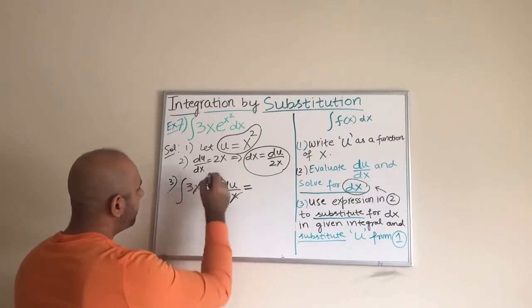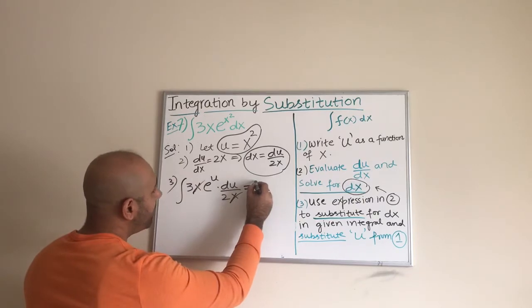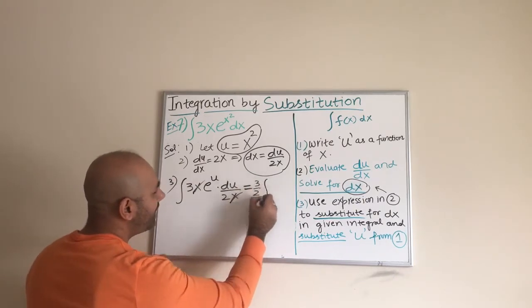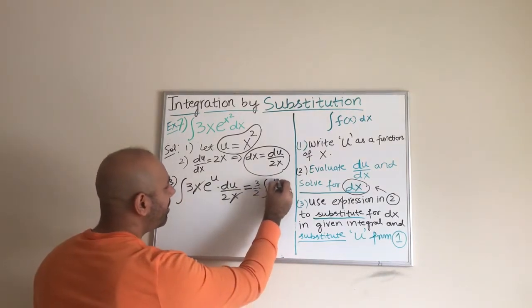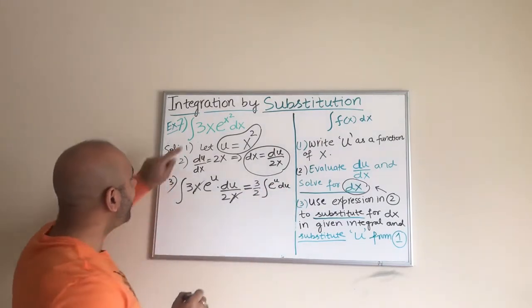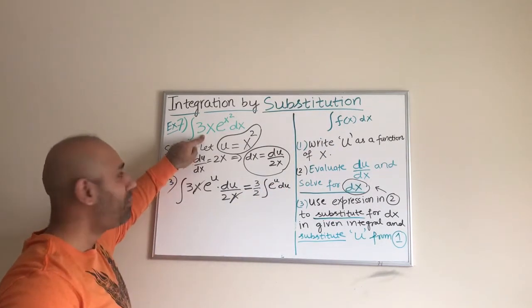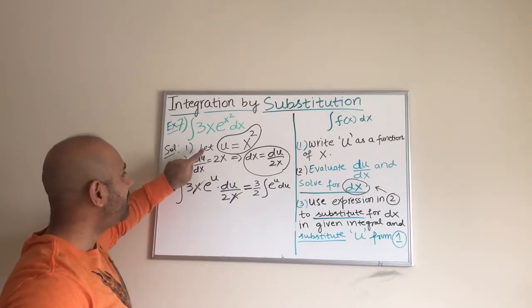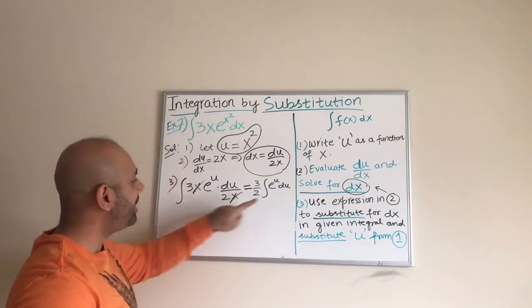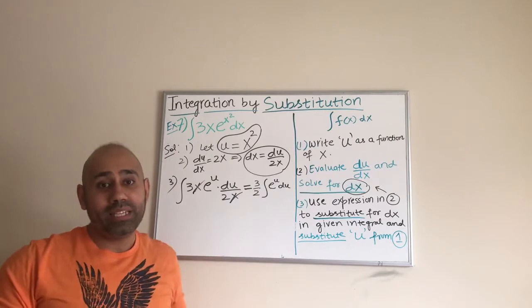Guys, the x and x will cross out, so I'm left with 3/2, and I can already pull that 3/2 outside the integral sign, e to the power u du. Again, we started with something like this, which was a little more complex. By using the right substitution, we were able to condense it into something like this, which can easily be evaluated.